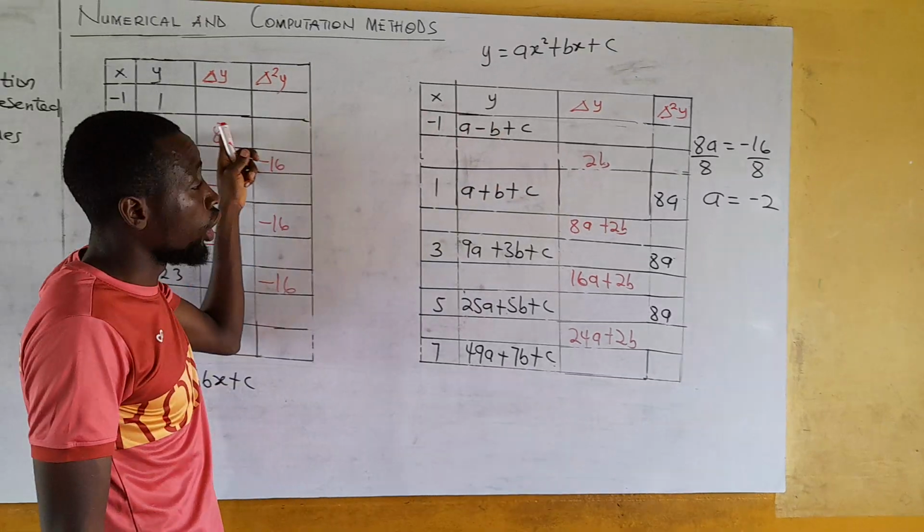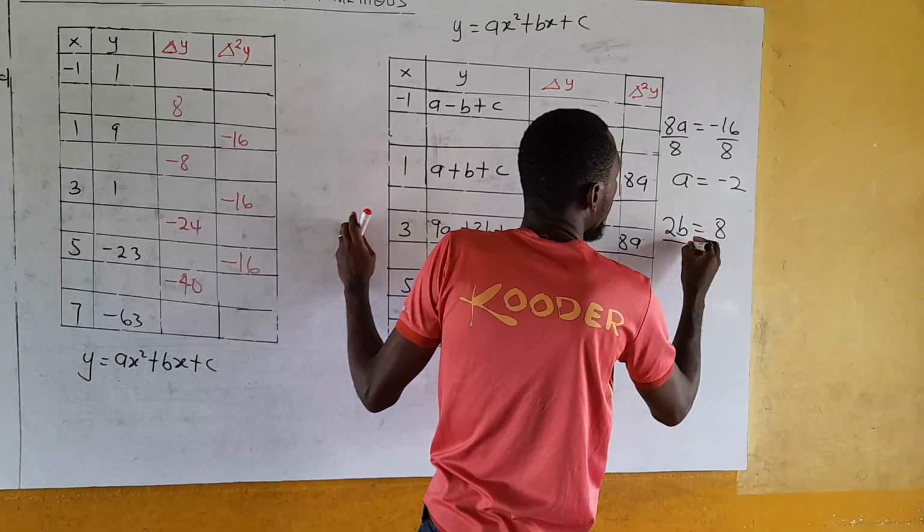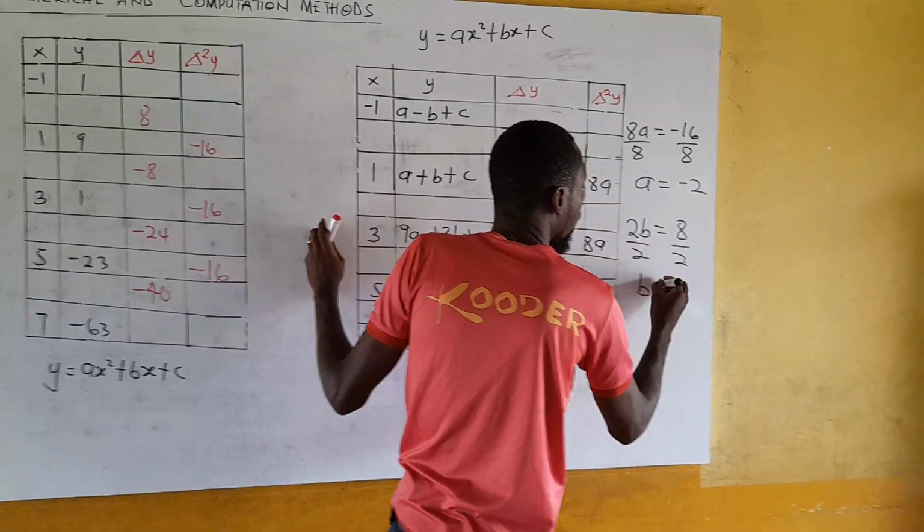Now 2b is equal to 8. So we can say 2b is equal to 8. We divide both sides by 2. Our b is 4.